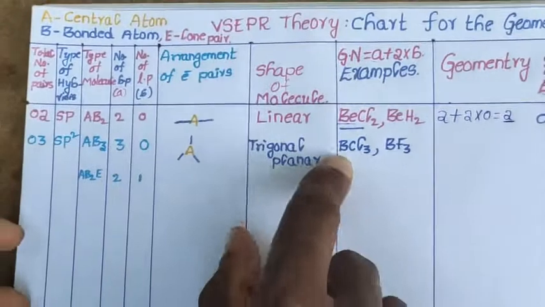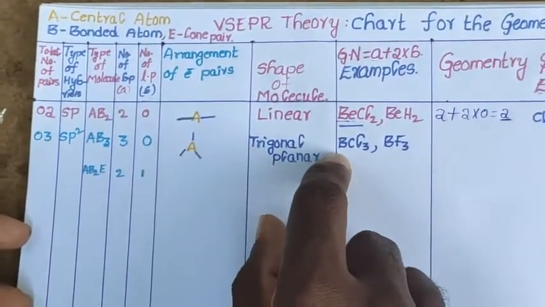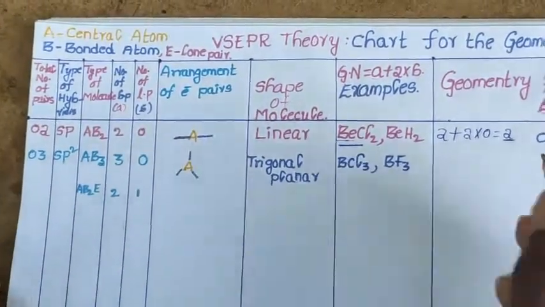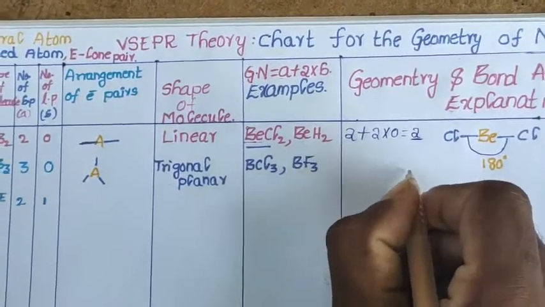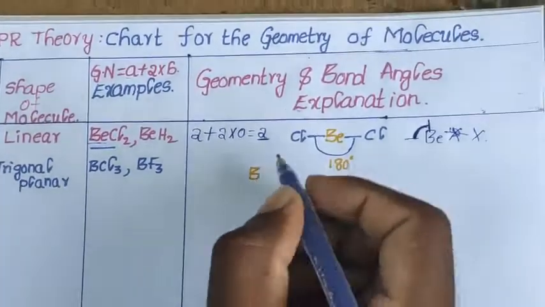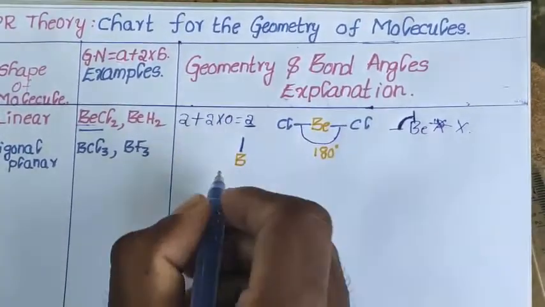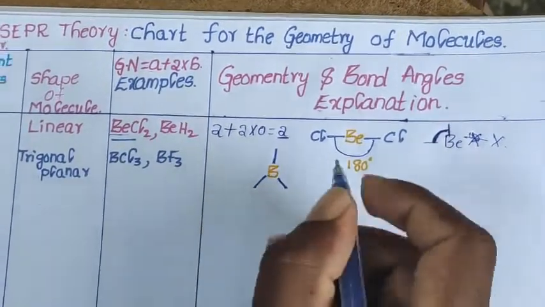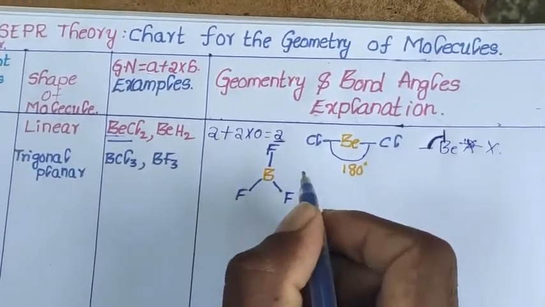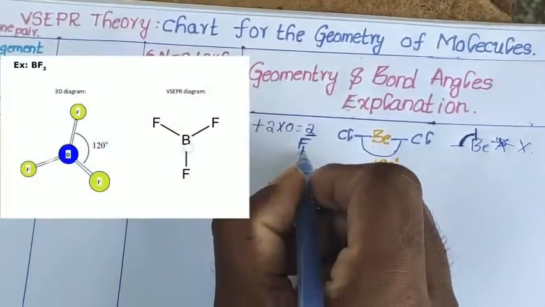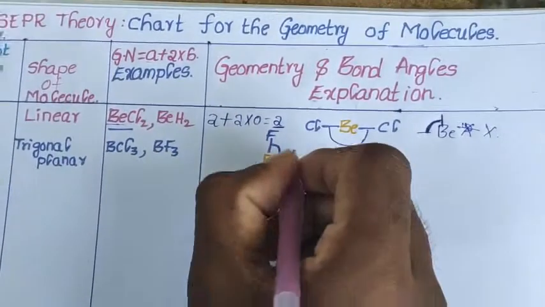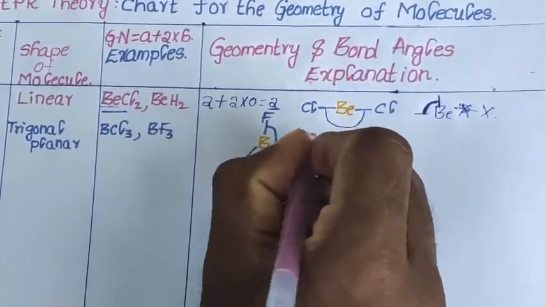Simple trick: to find the central atom's group number, you can write the examples. So what is the geometry, shape and bond angle? I will take the central atom, boron, with bond pairs 1, 2 and 3. I will write fluorine for boron trifluoride. What is the bond angle there? 120 degrees.